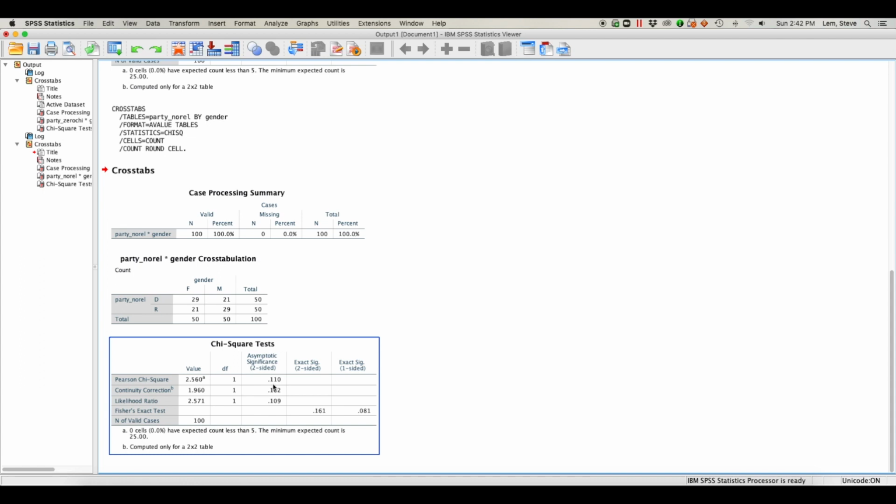So keep in mind that SPSS produces the results a little bit differently. You can always think of the significance level as the probability the null hypothesis is true. And since we want the probability of the null hypothesis being true to be 0.05 or less, in this case, the results are not statistically significant.